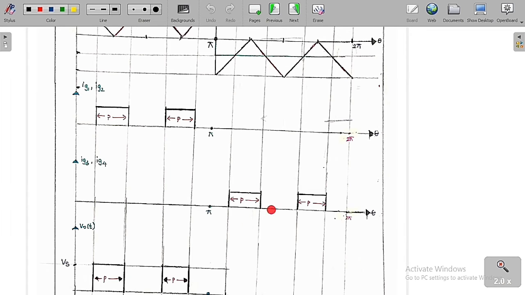Let me assume both have the same equal pulse width of P and P. So IG3 and IG4 means we are going to trigger thyristor T3 and thyristor T4 here, whereas in this case we are going to trigger thyristor T1 and thyristor T2. So in 0 to pi we trigger T1 and T2. During this period we trigger T3 and T4, both simultaneously.